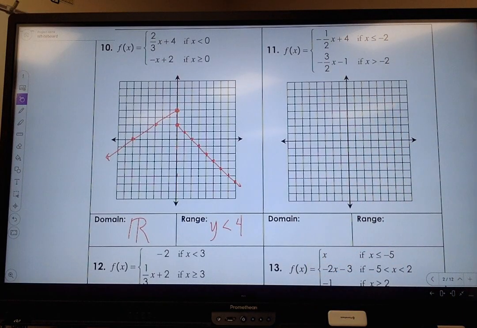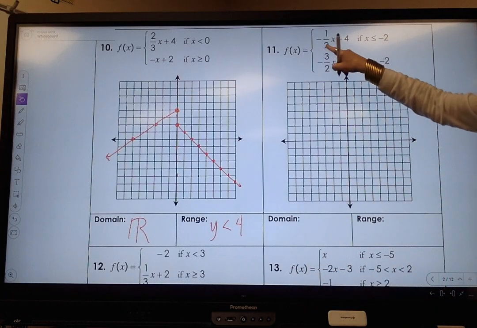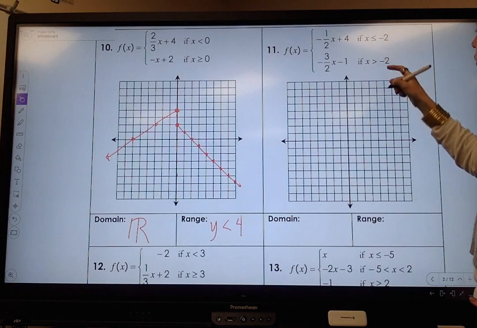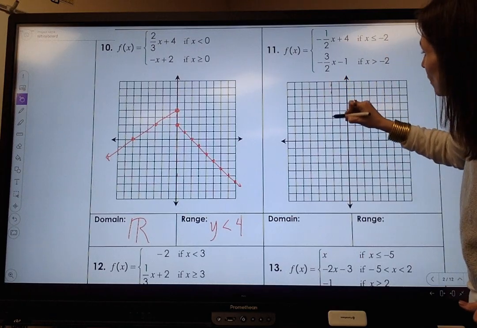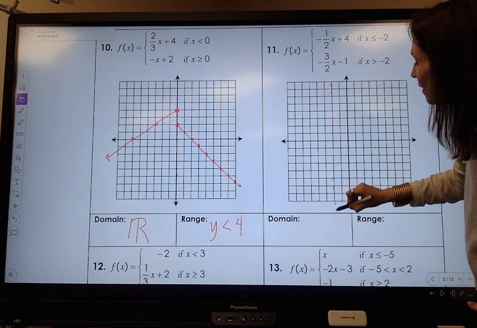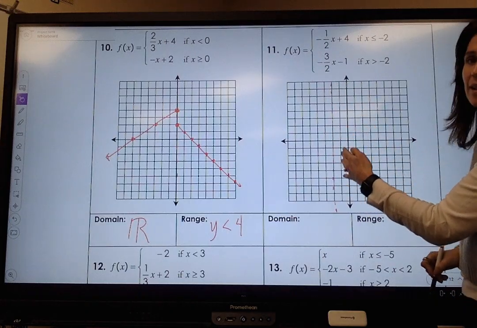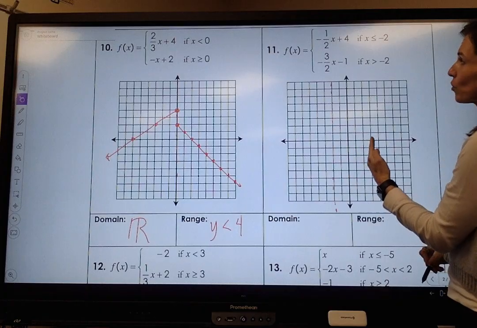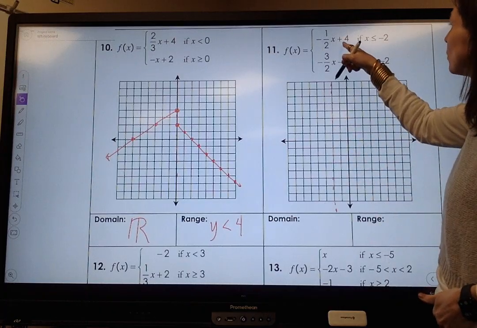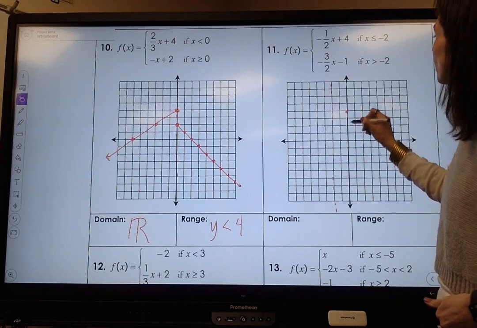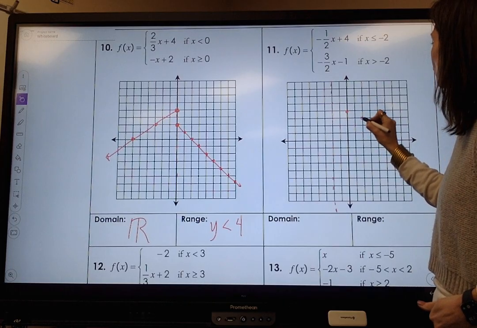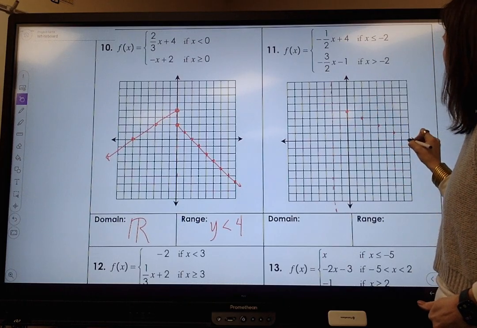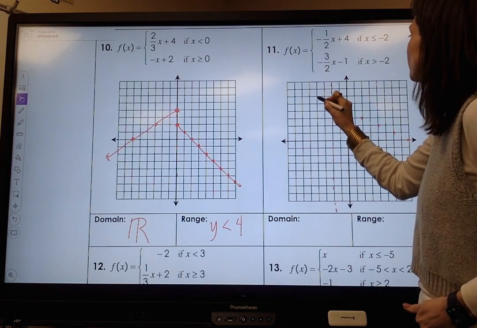All right, let's look at number 11. So again, I'm going to start, now look at my domain. My domain is split at negative 2. So that's the line that I'm going to follow because that's the line I care about. x is less than or equal to negative 2 or x is greater than negative 2. So I still want to graph this, so 4. My slope is down 1 over 2, down 1 over 2, and then I'm going to reverse it.